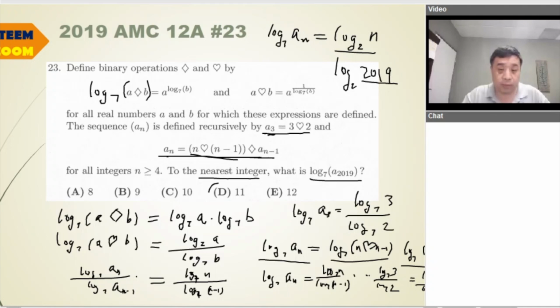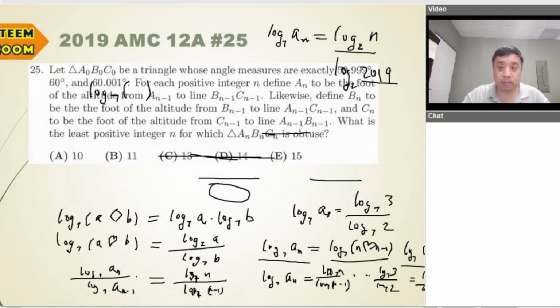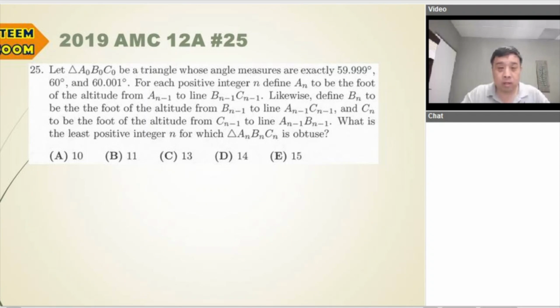So the answer is B, 11. Okay, so that's the answer to 23. Okay, not so bad. Next question.